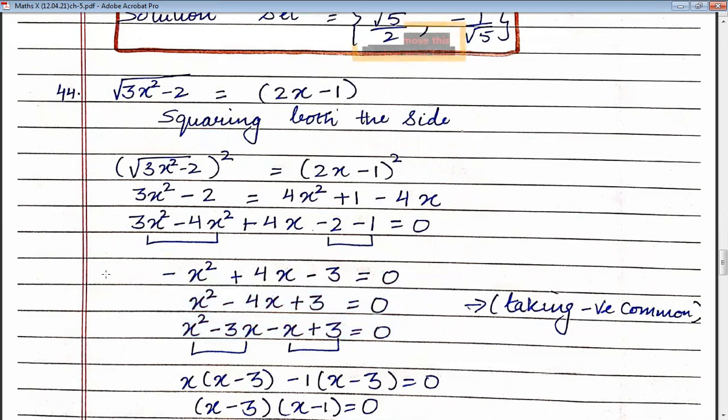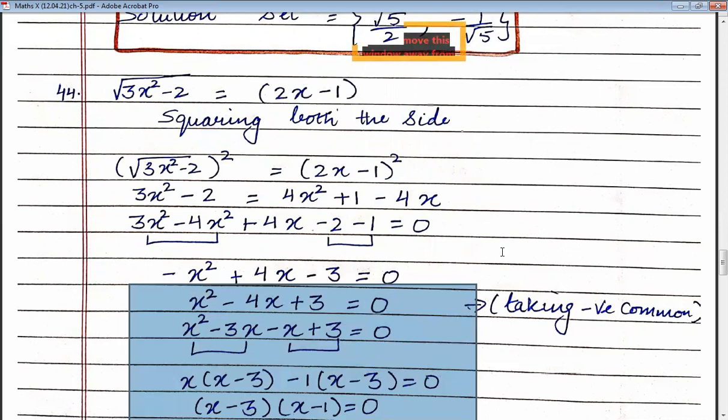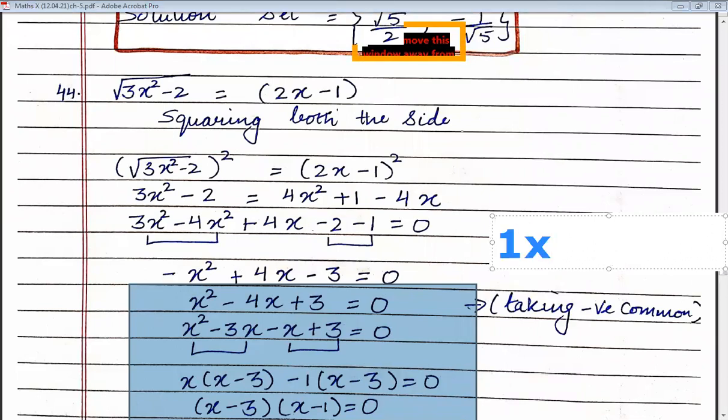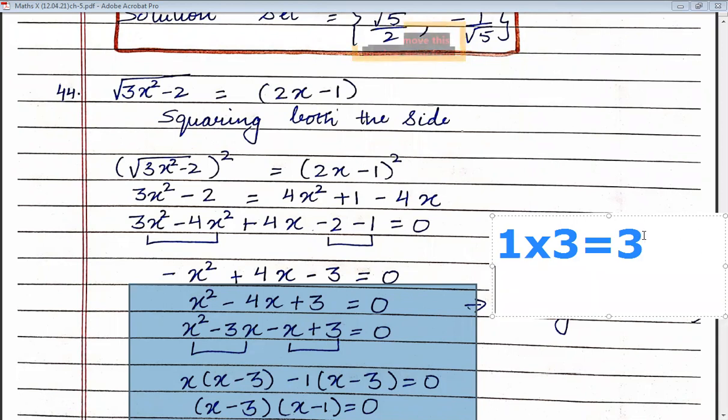Now children, the same way we have to split the middle term. So now can you tell me what is the coefficient of x square here? It is 1. And what is the constant term here? 3. And 1 into 3 is equal to 3. So now can you tell me how you can make this 3 into 2 factors so that your sum is minus 4? Yes, it is the same. You can write this as minus 1 and minus 3.